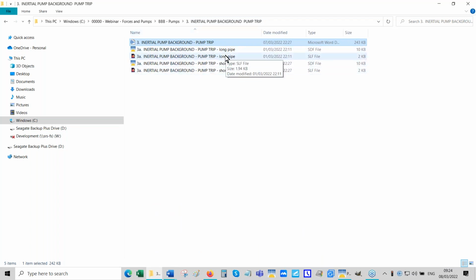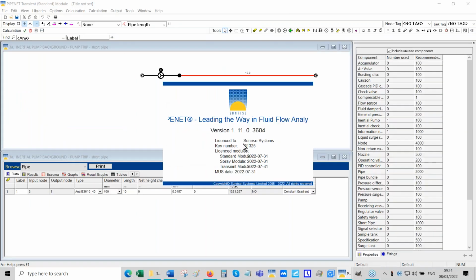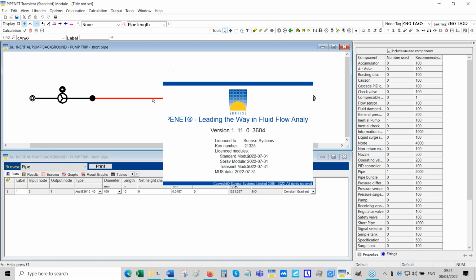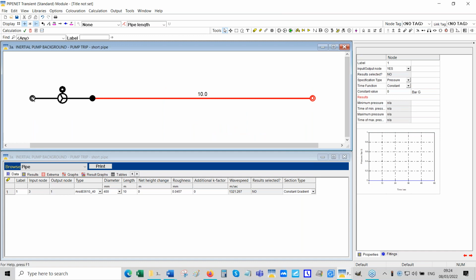The behavior with the long pipe and short pipe is studied here. I will just take one, the short pipe. It will run more quickly. So the pipe, you can see it's 10 meters long. Pressure there is 0. Pressure there is 0.